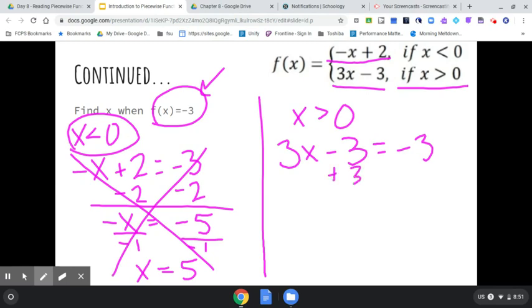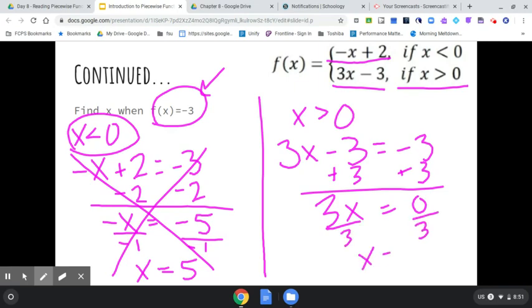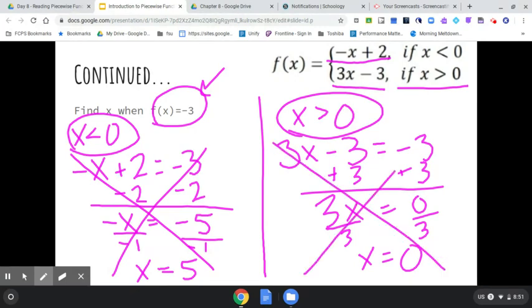Adding 3 to both sides over here. 3x equals 0. Dividing both sides by 3, x equals 0. Checking my domain, is x greater than 0? Well, no, 0 is not greater than 0. So there is no solution to this one, or the empty set.